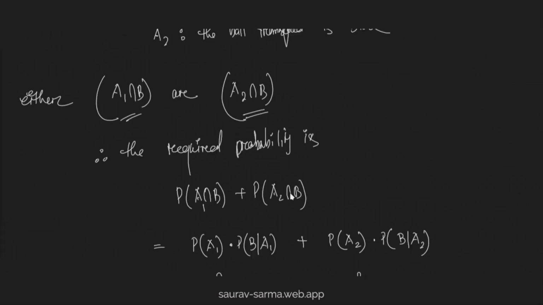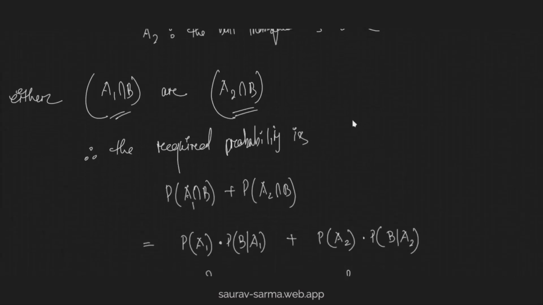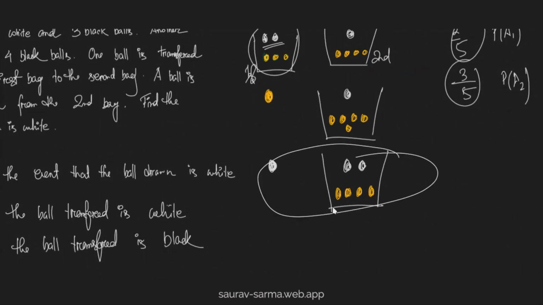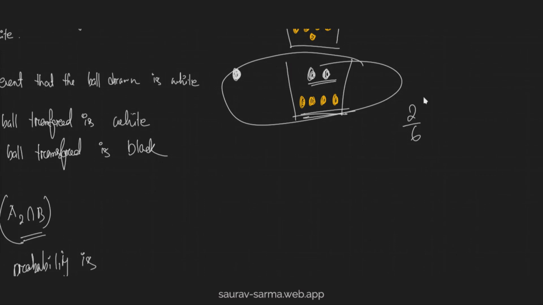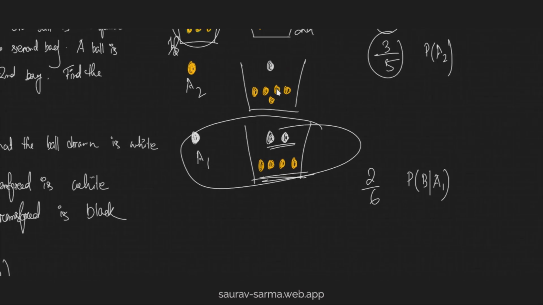Next, B given A1. B means the event that the ball drawn is white. Given that A1 happens, a white ball has been transferred, right? Then in the second bag there are 2 white balls out of a total of 6, so 2/6 will be the probability of B given A1. For A2, there is 1 white ball out of a total of 6, so this is the probability of B given A2.